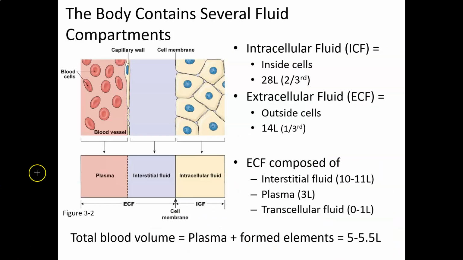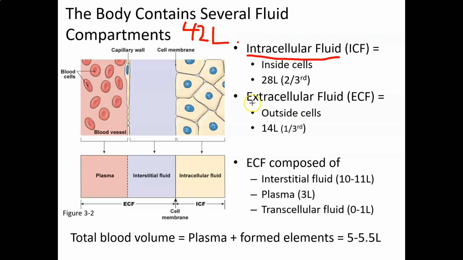Okay, we'll go through this pretty quickly because we've seen this before. We can divide the 42 liters, so I'll just put it up here. That's our total body water, right? We can divide that up into two basic components. The ICF, or intracellular fluid, that's what we see on the inside of cells. That makes up about 28 liters, which is about 2/3 of 42.